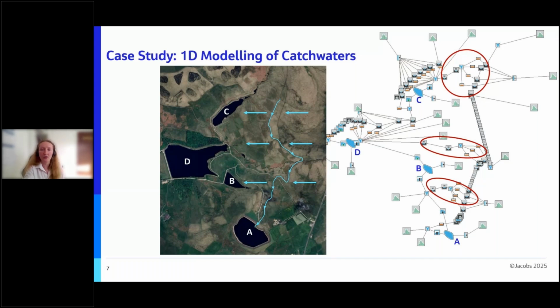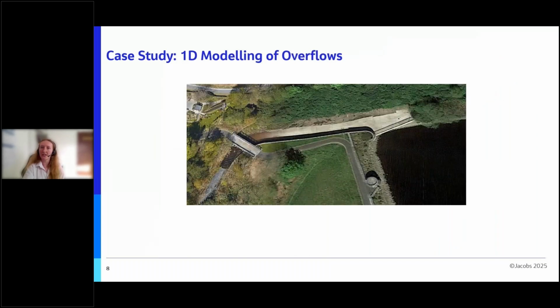Now I'll move on from modelling catchwaters to modelling tumble bays. So this next case study demonstrates the application of FM for modelling a common but nonetheless complicated overflow arrangement. Let's start by building the model from downstream to upstream.